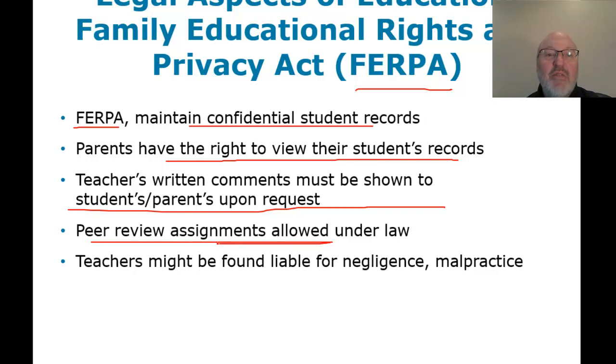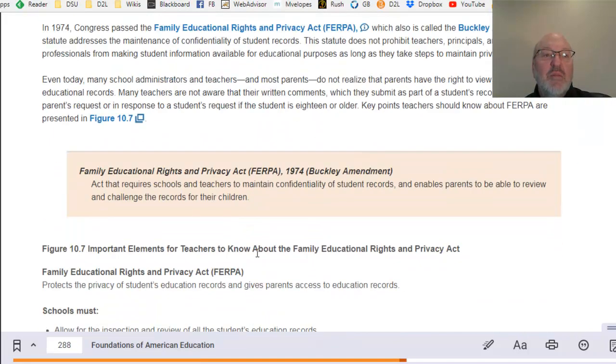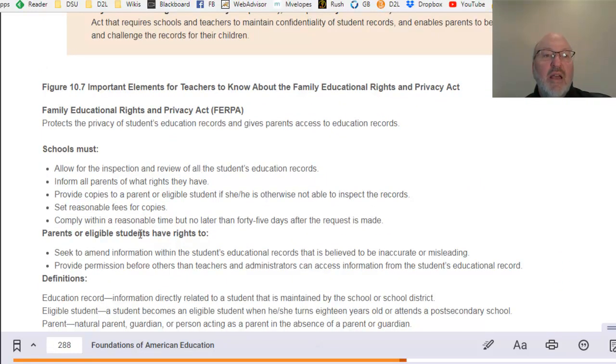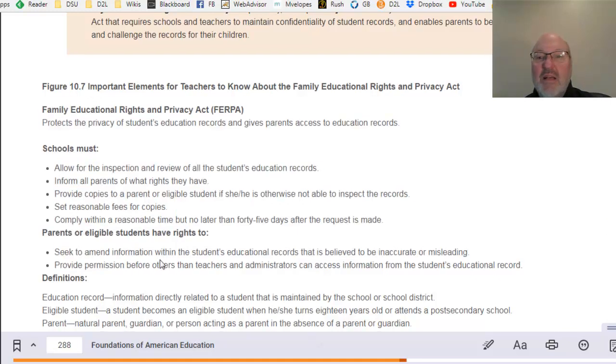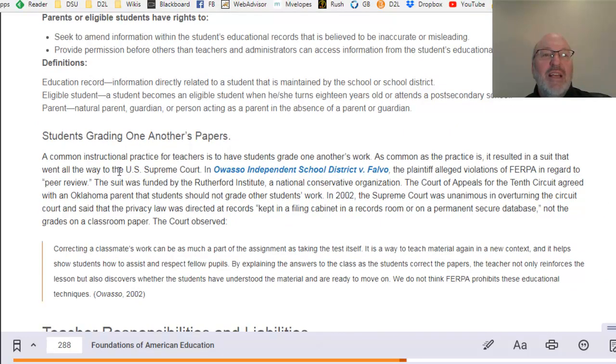This is interesting: a peer review assignment is allowed under the law, though teachers might be found liable for negligence or malpractice through this. So let's look at this. Here's FERPA. Schools must do this. Please read this. I don't have stuff for you to put in here, but please read all that about FERPA. But this is interesting about grading. It's a common instructional practice to have students grade one another's work, and you and I have both done this. I think it's less common now, but in my day, it was almost everything.